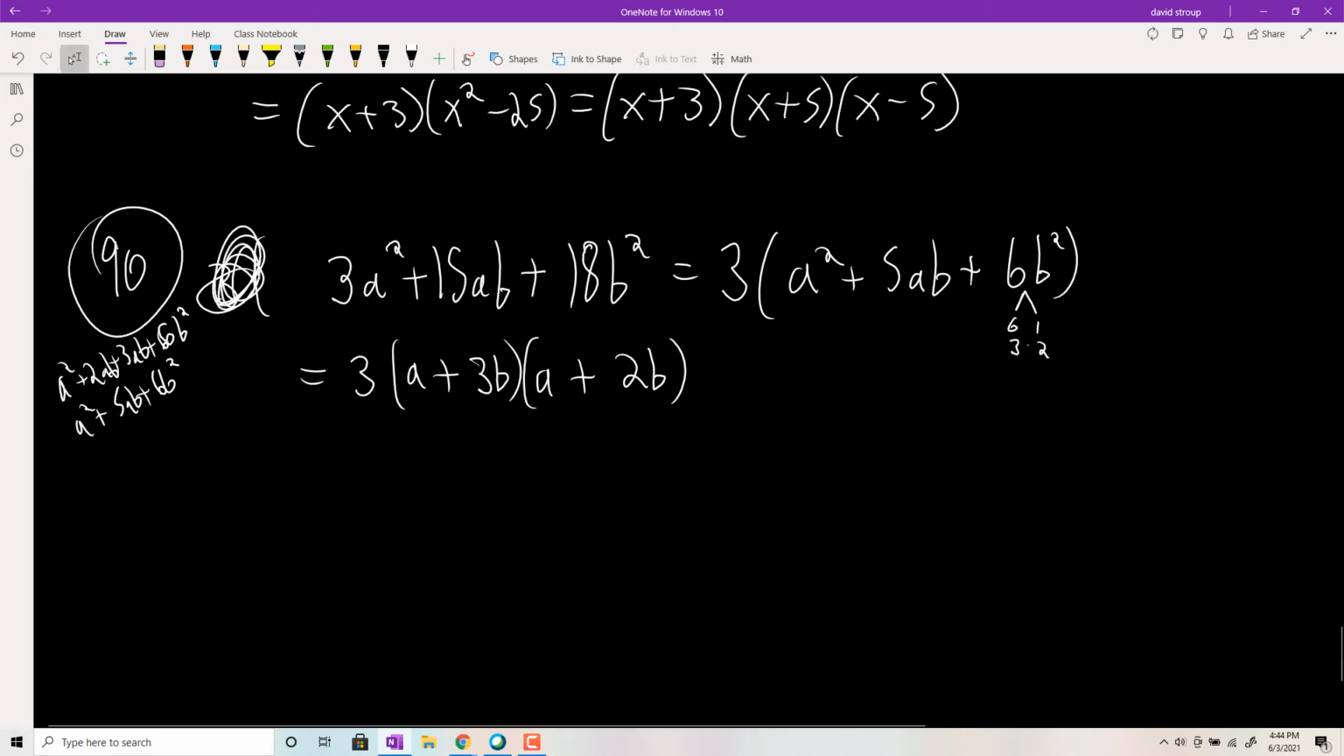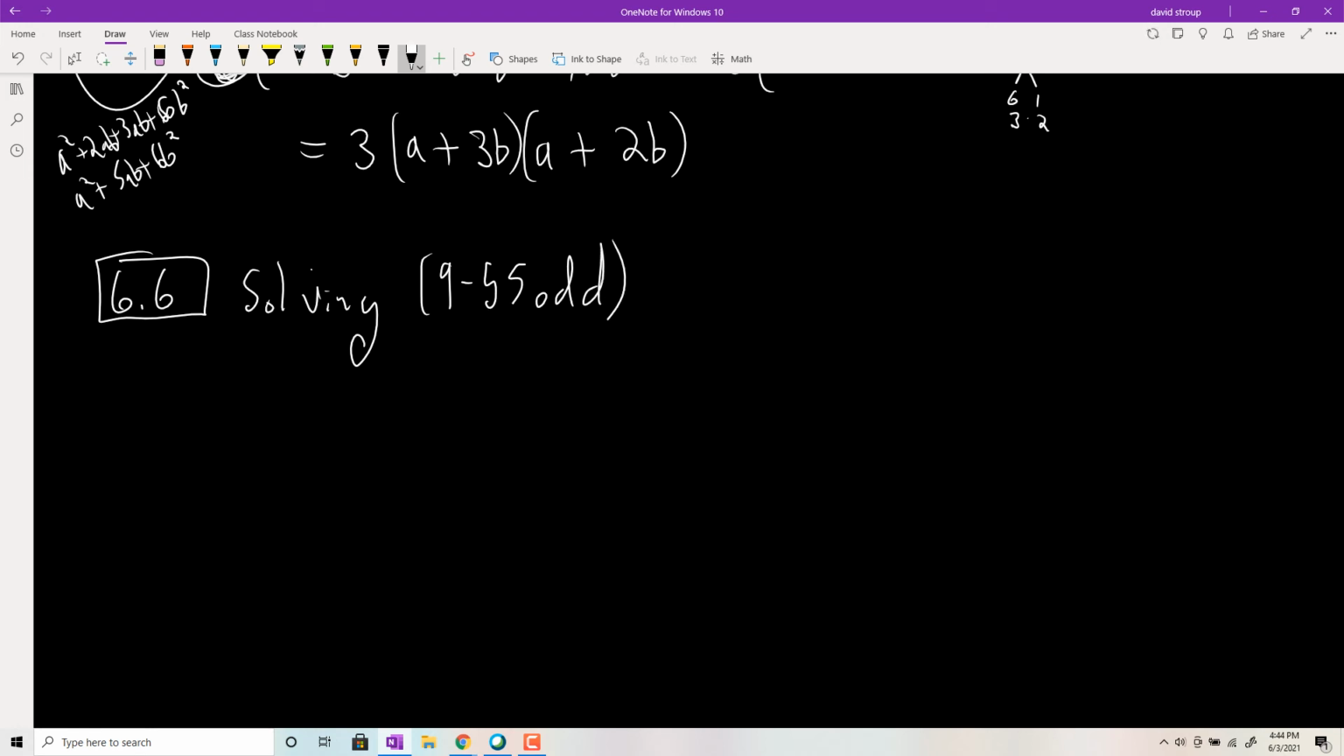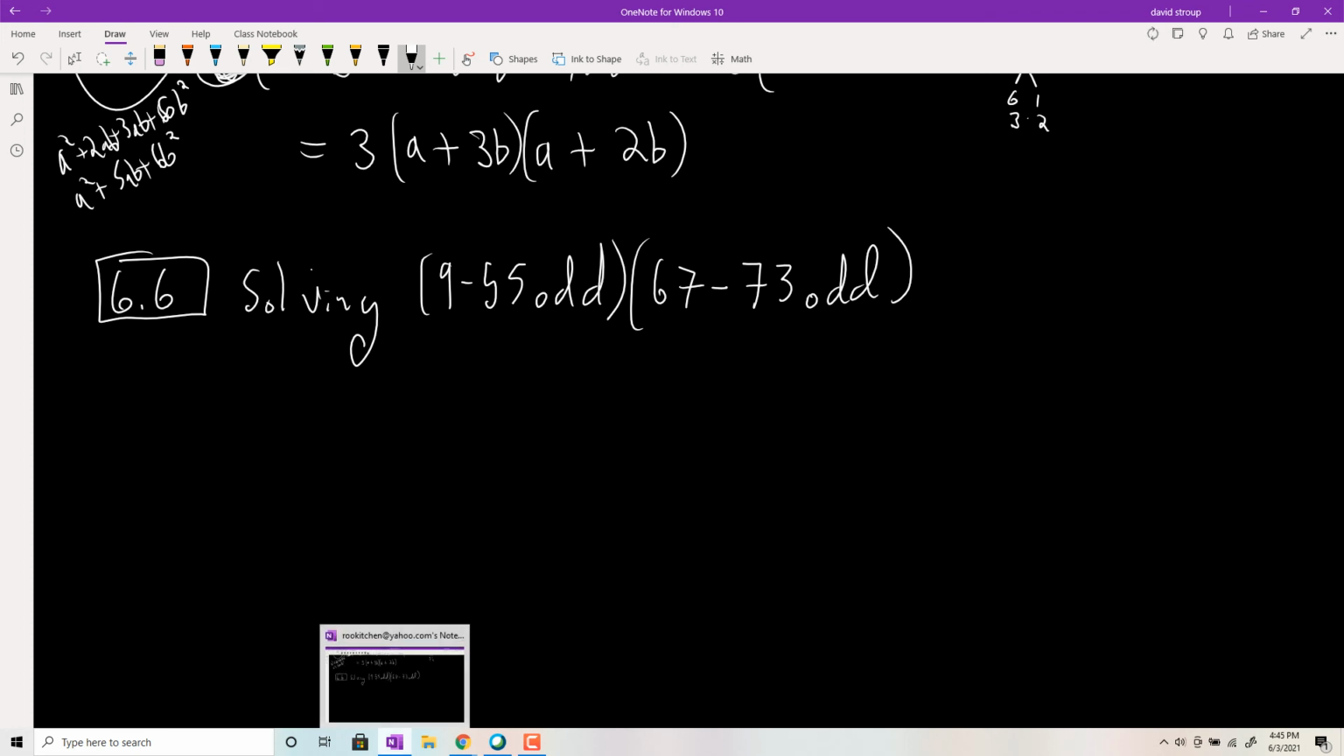6.6 then was applying these to solving equations. So one of the immediate applications for now will be solving quadratic equations. I butchered the word solving. Okay, and I'm thinking of questions similar to 99 to 55 odd, and then some story problems probably. I'll probably just put one story problem on there, but stuff like 67 to 73 odd. Probably like physics problems, like you throw the ball up and when does it hit the ground? Those kind of problems.